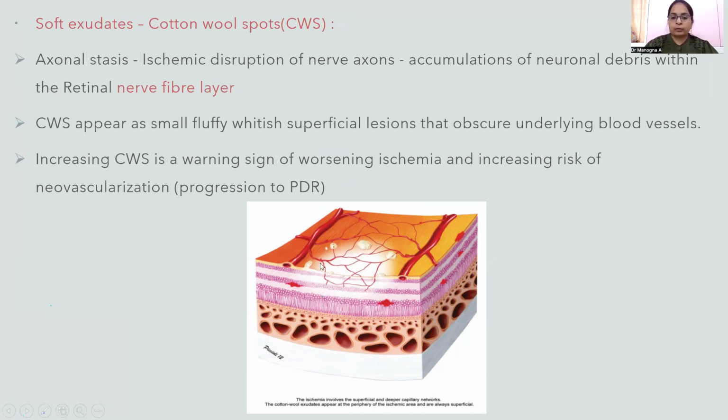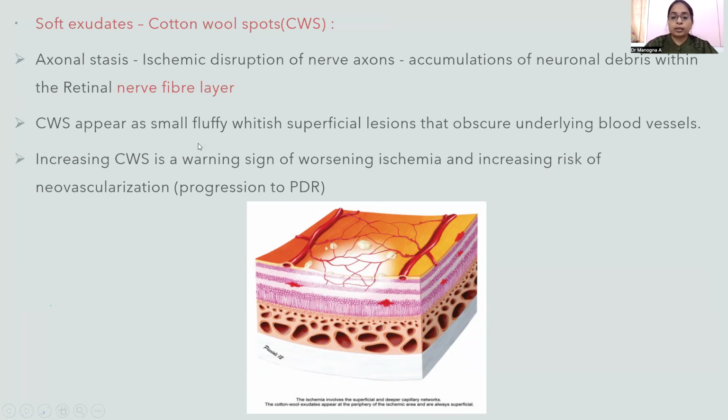You know, the nerve fiber layer of the retina contains nerve axons, right? Due to ischemia, there is disruption of the nerve axons, and this neuronal debris which accumulates in the nerve fiber layer is known as cotton wool spots or soft exudates. Cotton wool spots appear as fluffy whitish superficial lesions.